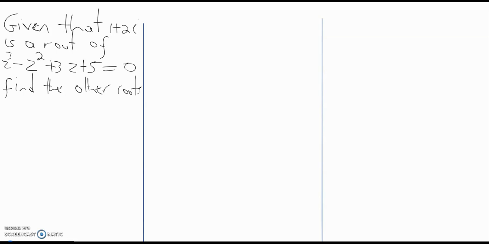The root that we are given is 1 plus 2i, which means that the second root will actually be the conjugate. So my second root would be the conjugate of that, which is 1 minus 2i. Now, once we have two roots, we can actually create a quadratic factor. It is a cubic equation, which means that it has 3 roots. We have 2 roots already, so we can create a quadratic factor.